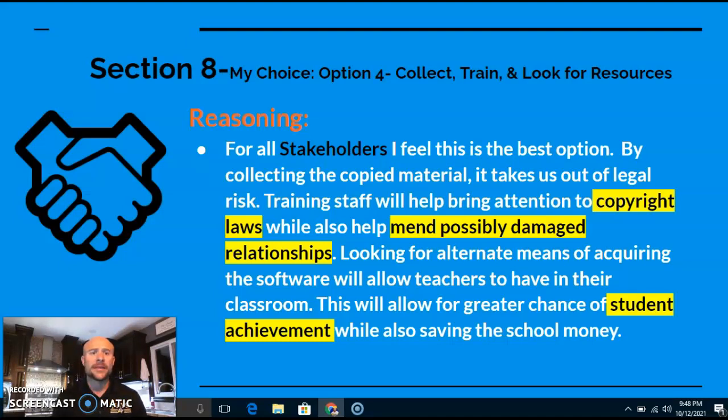My reasoning behind this, for all stakeholders, I feel this is the best option. By collecting the copyrighted material, it takes us out of legal risk. Training staff will help bring attention to the copyright laws while also mending possibly damaged relationships. Looking for alternate means of acquiring the software will allow teachers to have it in their classroom. This will also allow a greater chance of student achievement while also saving the school money.